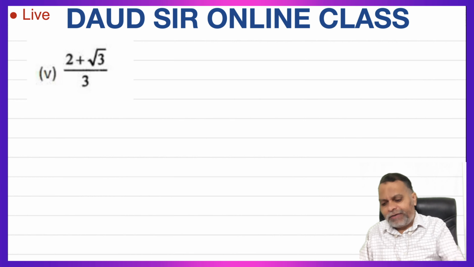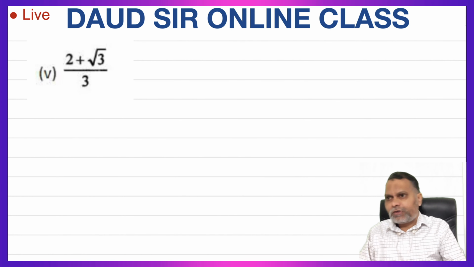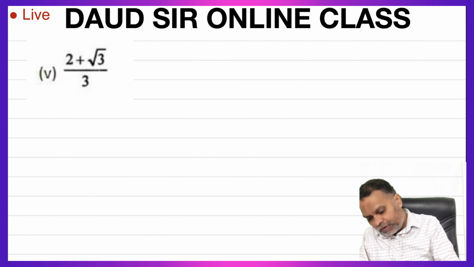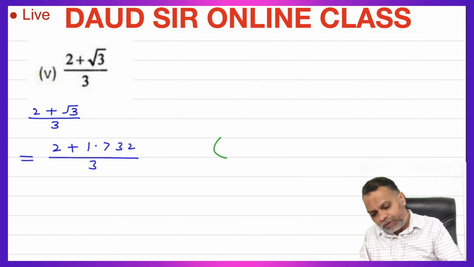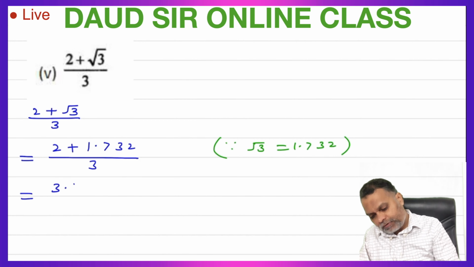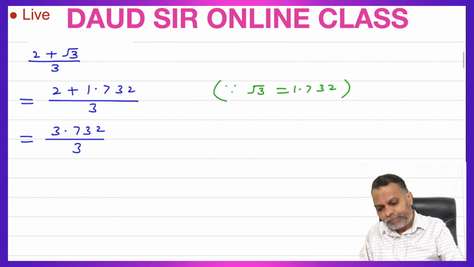Question number second, part 5. 2 plus root 3 upon 3. So directly put here the value of root 3. The value of root 3 is given: root 3 is equal to 1.732. So 2 plus 1.732 divided by 3, which is equal to 3.732 divided by 3.